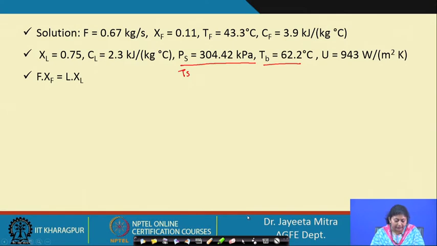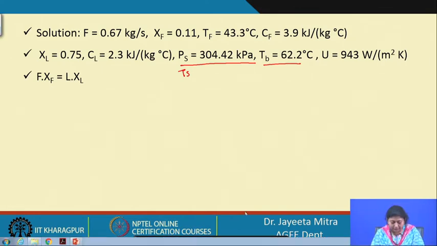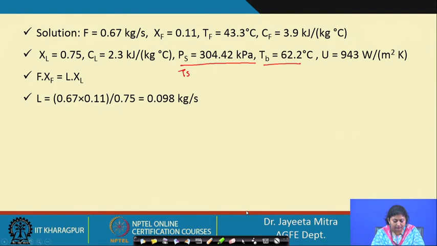So, F into Xf equals L into XL, this balance we need to find L, that is the mass flow rate of the concentrate. Because the feed is given to us, Xf and XL, that is the concentration of solid in the feed and the concentrate, are given. So, we can calculate L first. So, L is coming 0.098 kg per second.